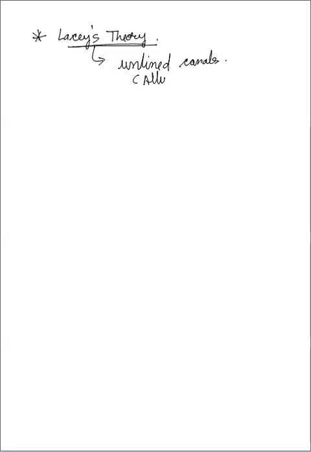Hello dear students, let's start regarding Lacey's theory. It is one of the important topics of irrigation engineering. See, this theory is basically for unlined canals. Okay, so remember it. It is for unlined canals. Unlined, or we can say alluvial. So unlined means natural.